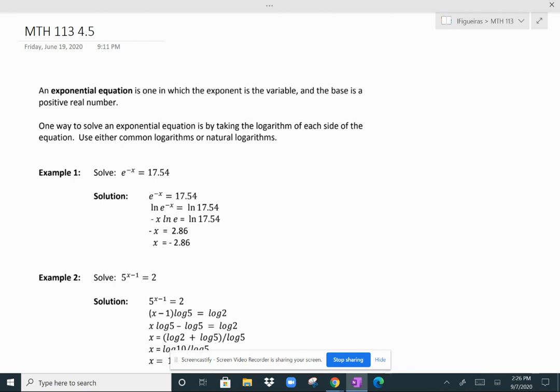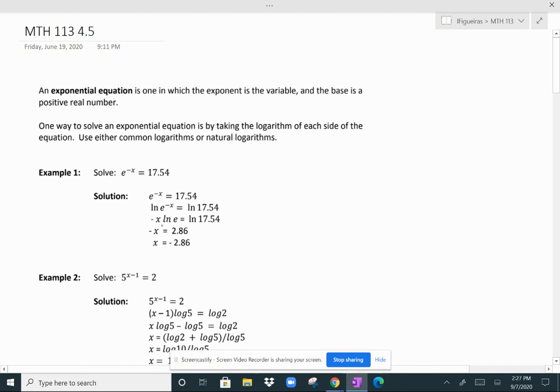Here's the first example of where we're going to use just that technique, where we will take the log of each side. Here we want to solve e to the negative x equal to 17.54. Your goal is to solve for x, and right now that x is an exponent, so we need to get it out of that exponent position. The way to do that is by taking the natural log of both sides. Here it makes more sense to use natural log instead of common log, because the e to the x function and natural log functions are inverse functions.